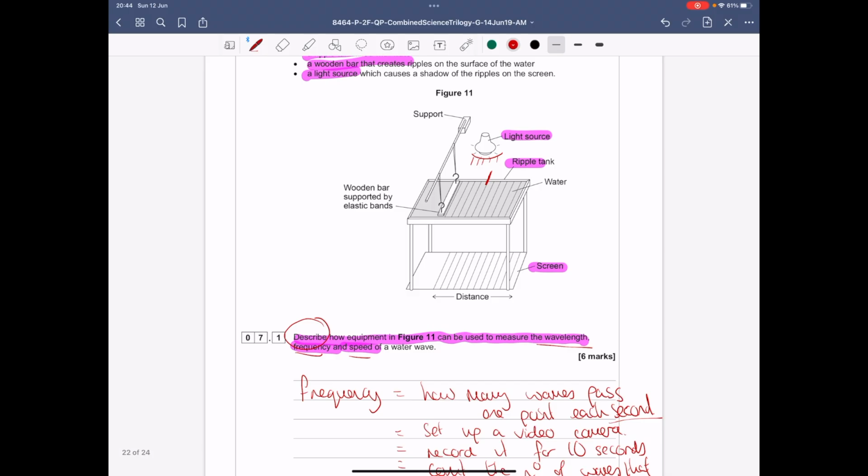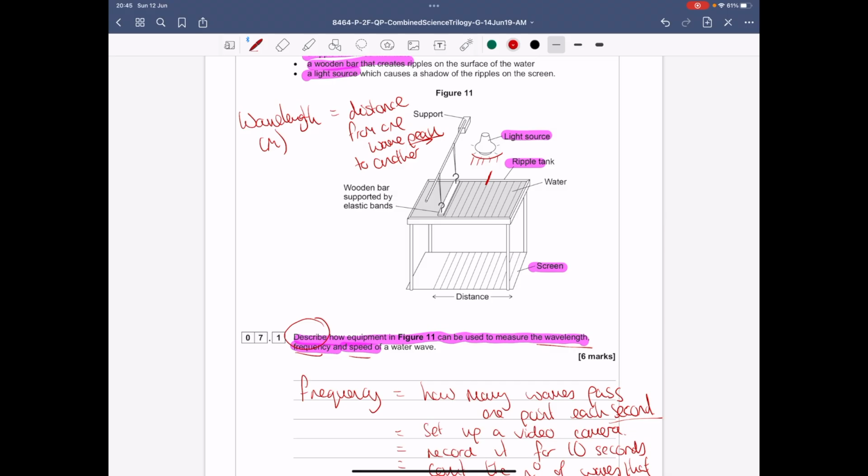We could then look at our wavelength. Now the wavelength is the distance from one wave peak to another. It doesn't have to be from peak to peak, it could be from trough to trough, or from midpoint of a wave to midpoint, as long as it's consistent. Now the wavelength we measure in meters.